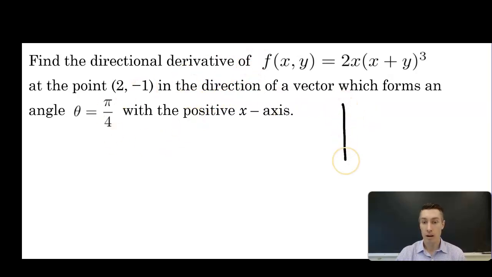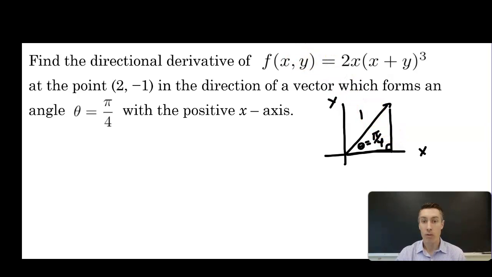So if we think of the xy plane, we have this unit vector, so magnitude of 1, where this angle is pi over 4. So if we complete the right triangle, that will give us our two components, right? Our x component and our y component of the unit vector.